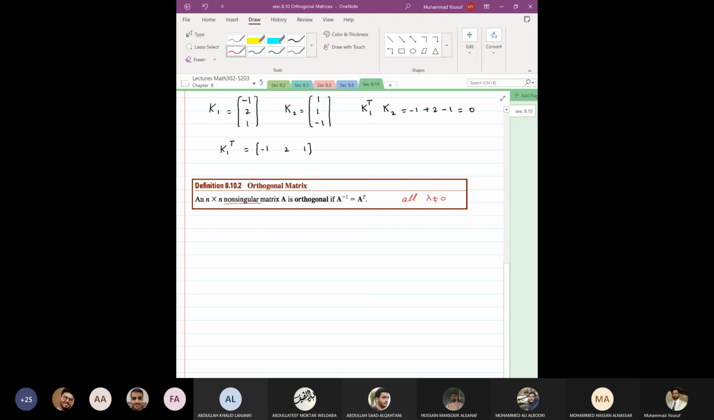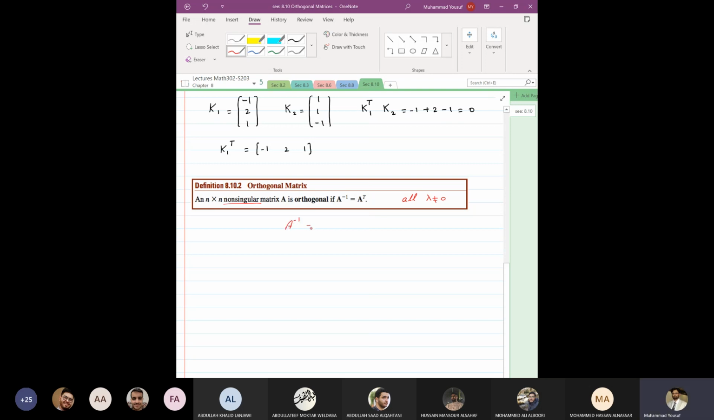So an n by n non-singular matrix is orthogonal if its inverse is equal to A transpose. If A transpose is equal to A, it is symmetric. If A transpose is equal to A inverse, then it is defined as an orthogonal matrix. Orthogonal matrix, if A inverse is equal to A transpose.